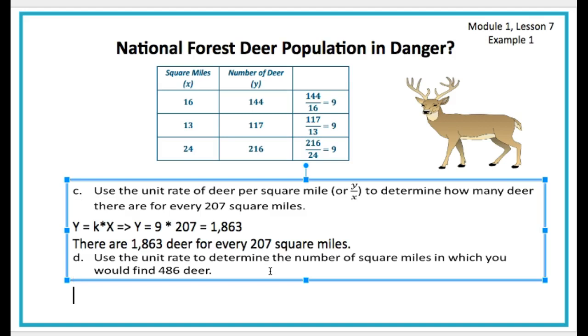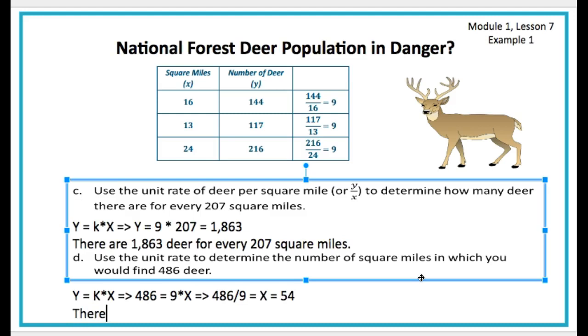Let's take a look at one other example. Use the unit rate to determine the number of square miles in which you would find 486 deer. So let's take a look at our equation again. Y equals k times x. We know y is equal to 486, and k is equal to 9. And since we're looking for square miles, we don't know what x is. So our next step is to get x by itself. Take 486 divided by 9, which equals x, which gives us 54 square miles.